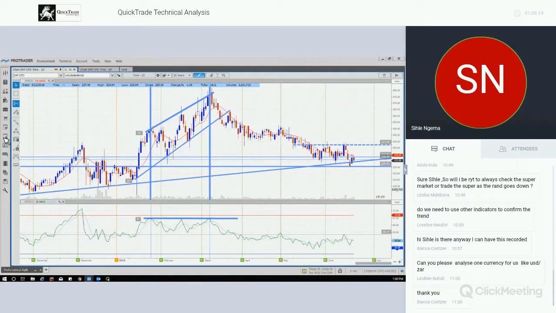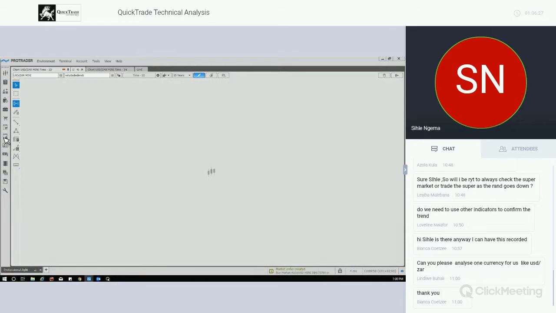Lindy, you want us to have a look at the rand against the US dollar. Okay, we'll have a look at the rand against the US dollar. Welcome, Bianca. This is our last instrument we'll look at today, unless you guys have more. I don't have anything against you having more stuff to analyze. You can do that.